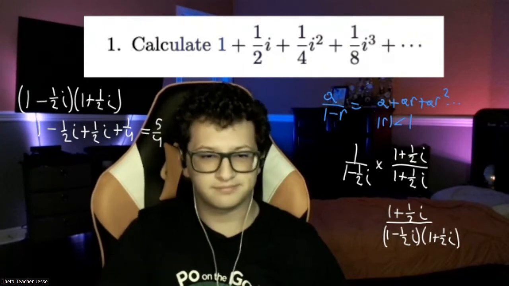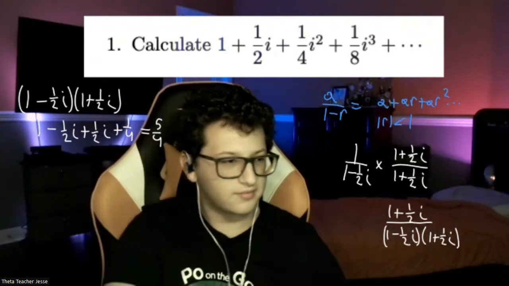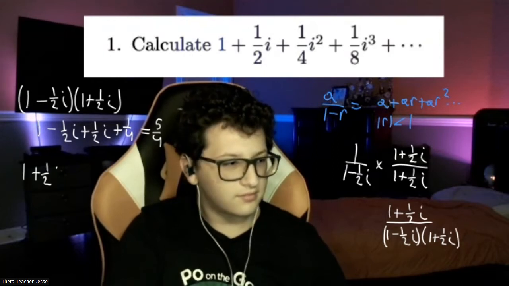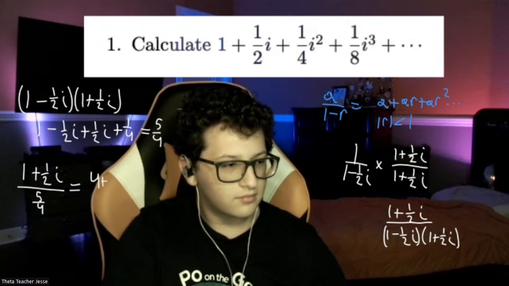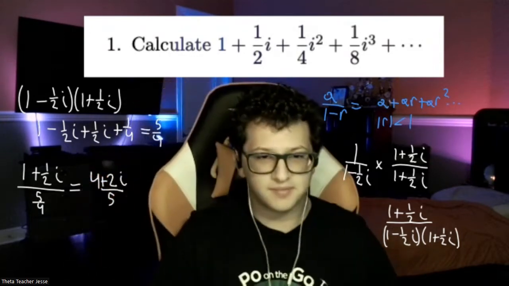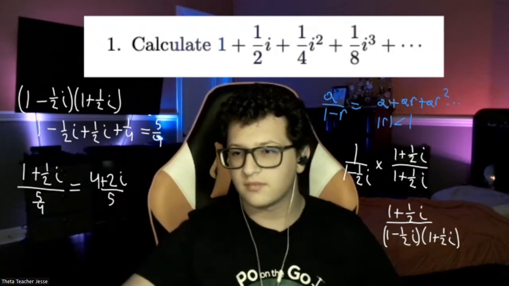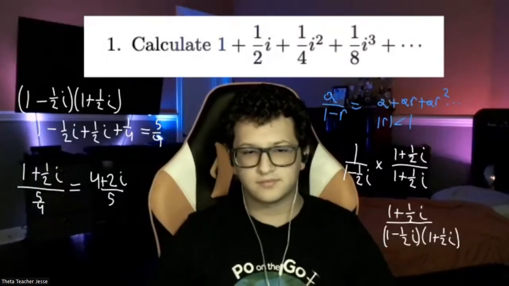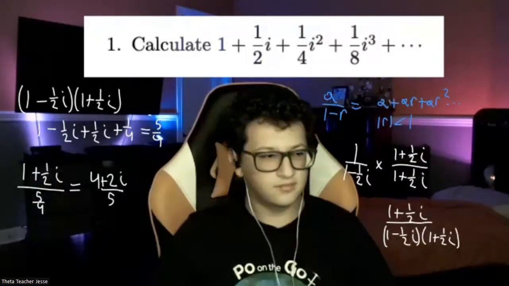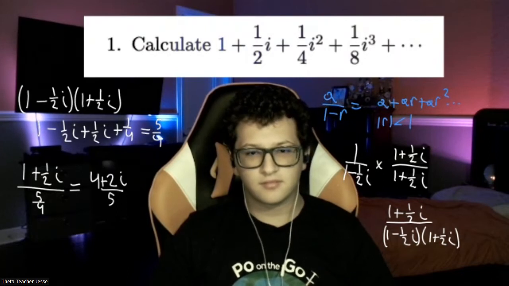Your numerator is still 1 plus 1 half i. And what we can do is take the 5 over 4, and now we can just multiply that whole thing by 4 over 5. And so now we have 4 plus 2i over 5. And I know that some of you said 1 over 1 minus half i, which is correct. But this is the best form to express that in. So everybody's right here, it's just that this is the best way to express it.